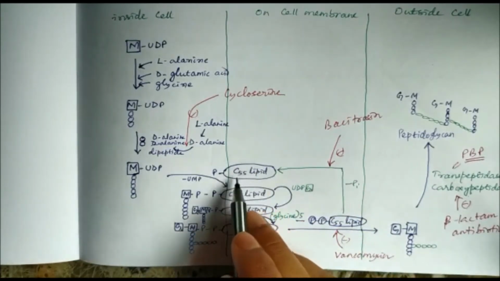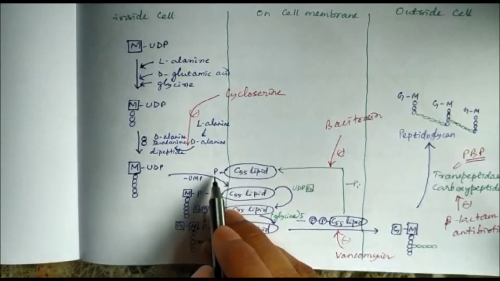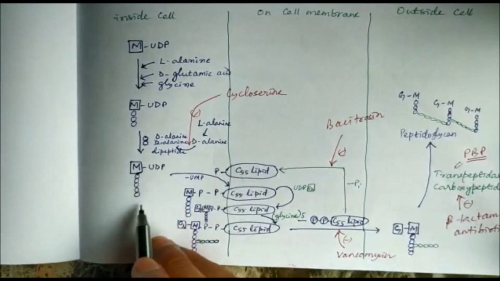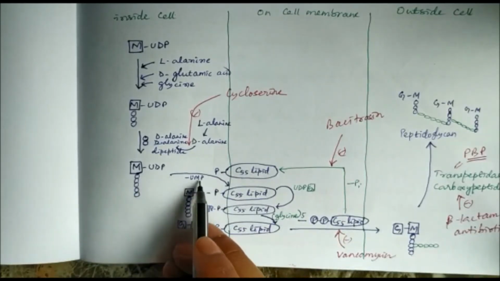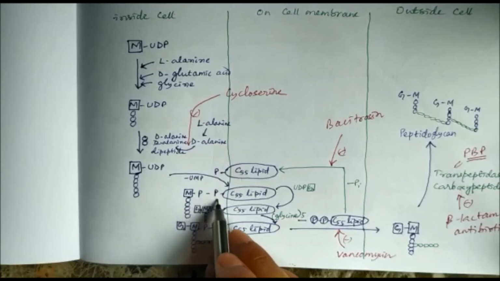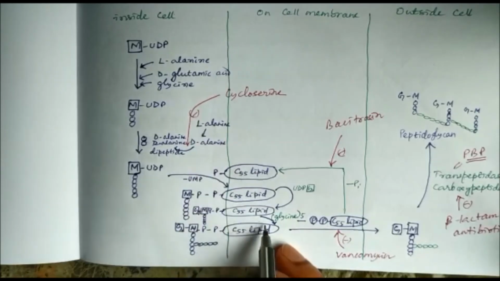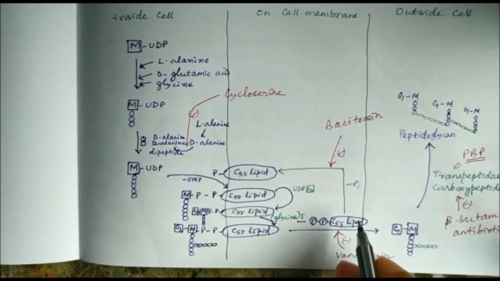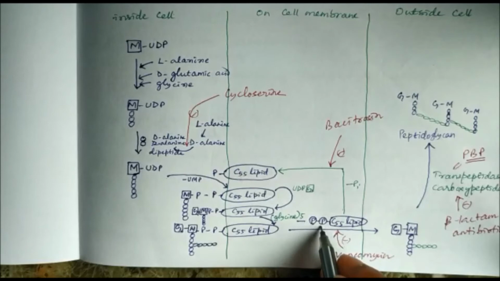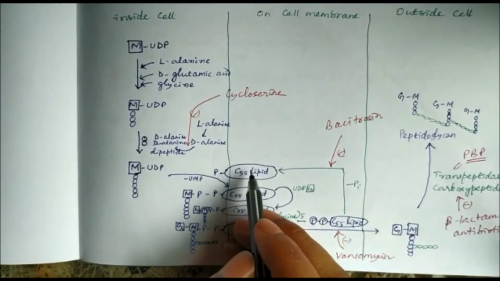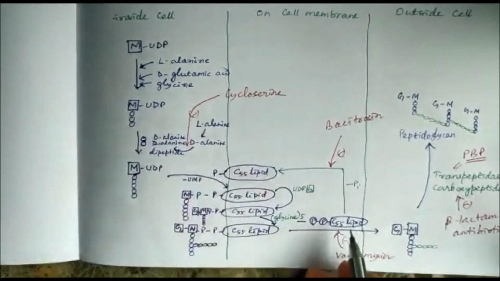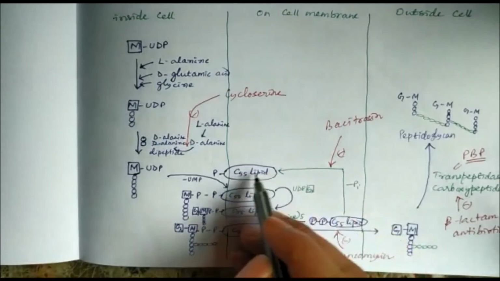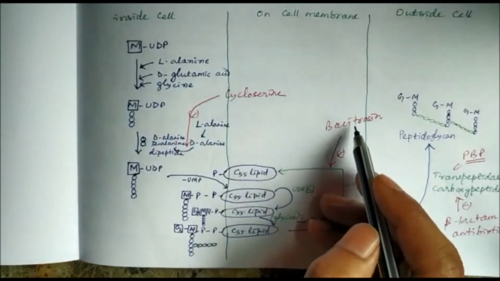This carrier lipid is a 55 carbon lipid with one phosphate. This is the active form. When it combines with this complex, uridine monophosphate is lost and another phosphate joins, making it a diphosphate. When it releases the building block unit, this diphosphate will be released. After releasing one phosphate, the carrier can become active and be a site for another MUDP pentapeptide complex to bind. This regeneration is inhibited by bacitracin.